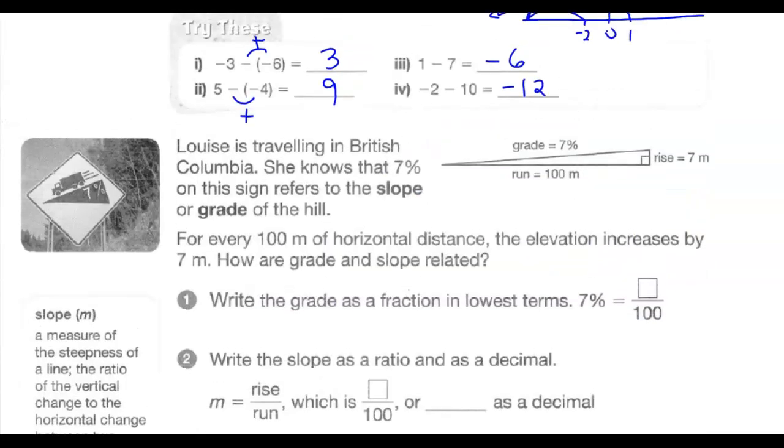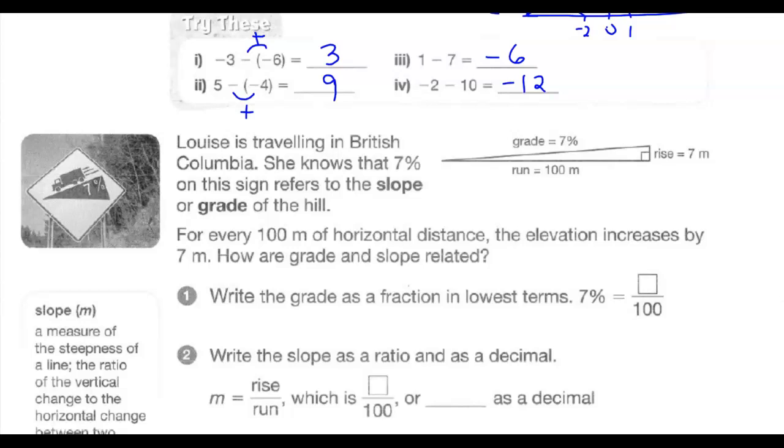Okay, let's get into some of the slope stuff. It says Louise is traveling in British Columbia. She knows that 7% on this sign, so you can see the sign here, refers to the slope or grade of the hill, so that trucks and cars know how steep it is. For every 100 meters of horizontal distance, the elevation increases by 7 meters.